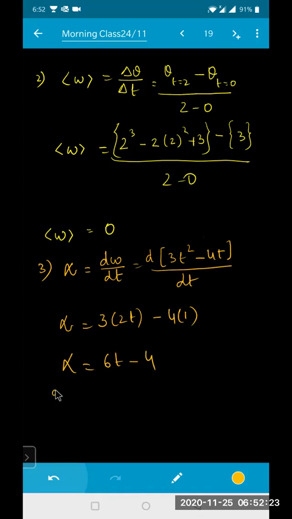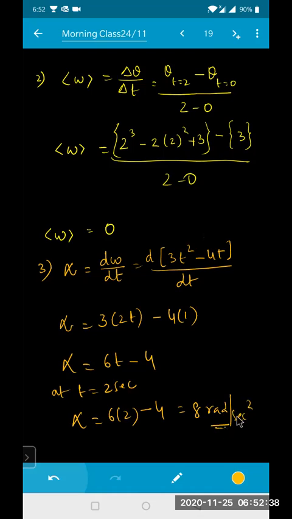At what time is it asking? At t equals 2 seconds. That means alpha is equal to 6 into 2 minus 4, which is 8 radians per second squared. Now can you do the fourth one?